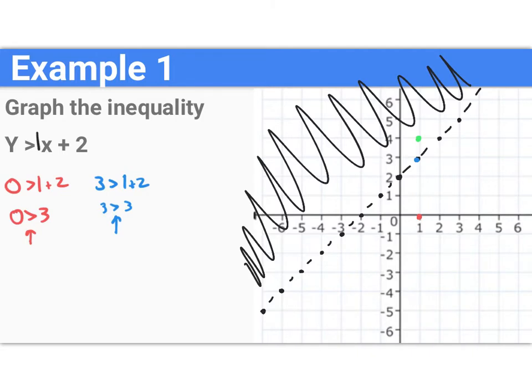So now let's try the green point. 4 is greater than 1 plus 2, and we know that's 3. 4 is greater than 3. So this works. And that's why the green point works. So this is how inequalities work. Linear inequalities. You have to have a line, and then you have to graph the whole thing and find a solution set.